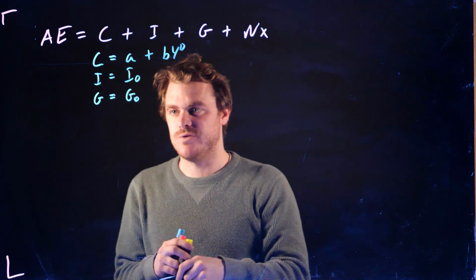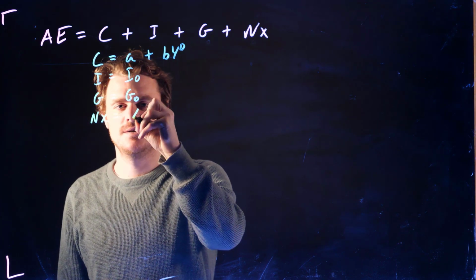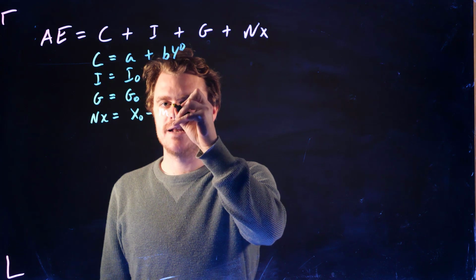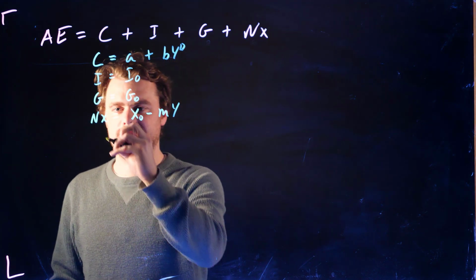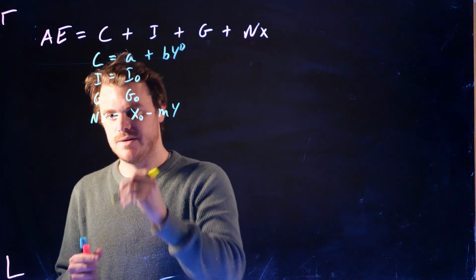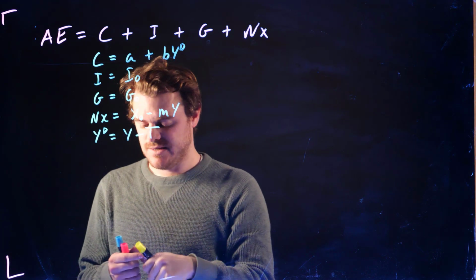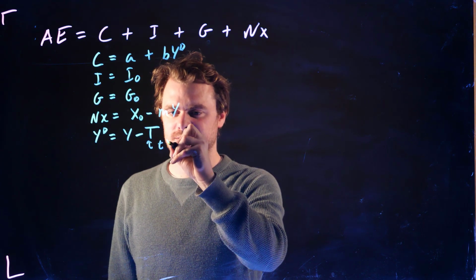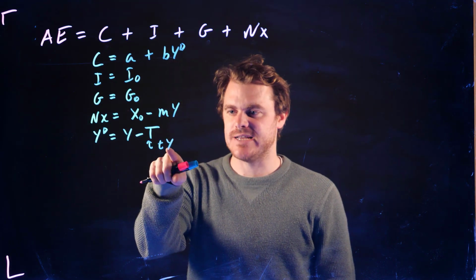And we've made functional form assumptions about exports. So NX equals autonomous exports minus imports. And we have that induced part of imports. And finally, we'll just write it out, but yd equals y minus t. Or remember, the tax revenue is just equal to this net tax rate times y.